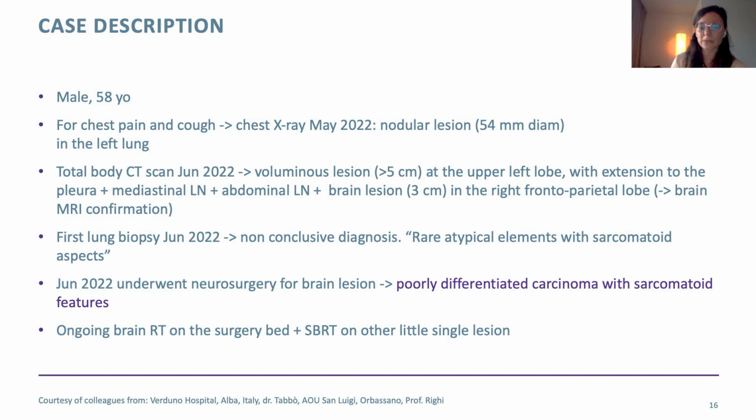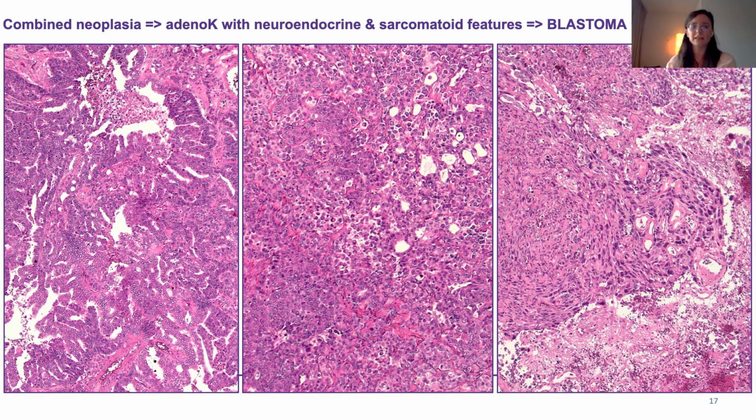So the report was stating that there was a poorly differentiated carcinoma with some adenocarcinoma elements, but also sarcomatoid features. And we already commented on the fact that there was a kind of triphasic neoplasia. And when Luisella, who was the pathologist in charge of this case, reviewed the case, she also commented on the fact that this was a combined neoplasia. So an adenocarcinoma with also some neuroendocrine features and some sarcomatoid features. And this tumor type is called and labeled blastoma according to the WHO classification.